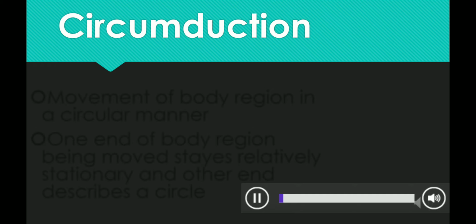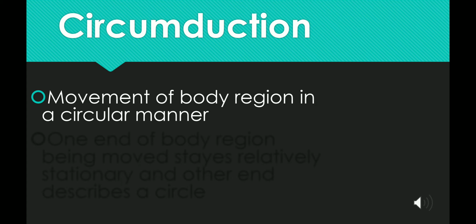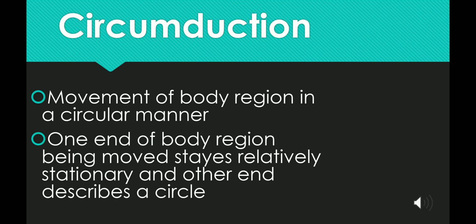Circumduction is a movement of a body region in a circular manner. In circumduction, one end of the body region being moved is relatively stationary compared to the other end, which describes a circle. That is, even if the body region is moving, one end is relatively stationary compared to the other end, which describes a circle.